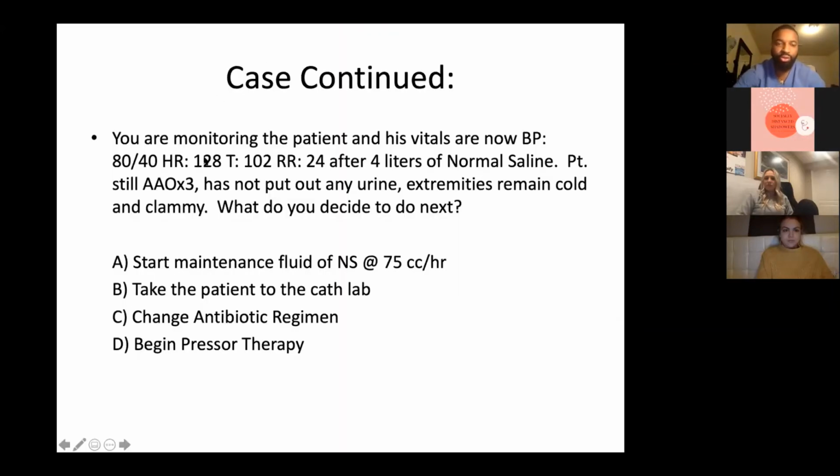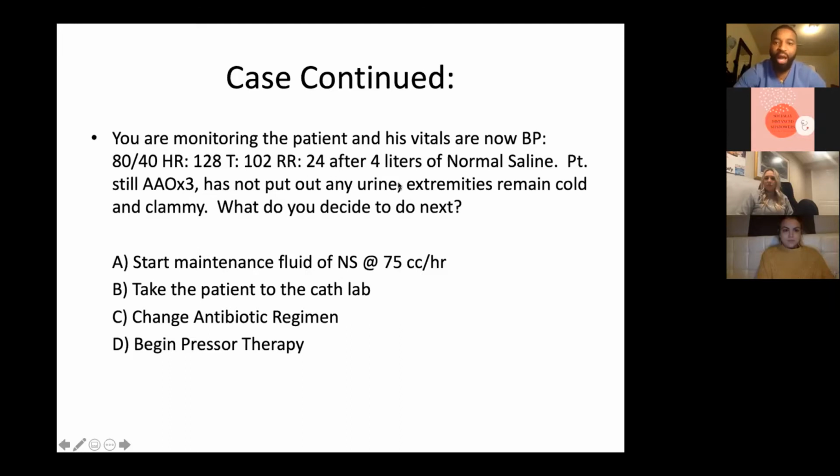So case continue. So once you've given this, right? Now you're monitoring the patient, and his vitals now: blood pressure is 80/40, heart rate is increased, temperature's up, respiration rate is up after 4 liters of normal saline. So this patient got 4 liters of normal saline, right? That's a lot already, and there's no response. So the patient is still awake, alert, and oriented ×3.